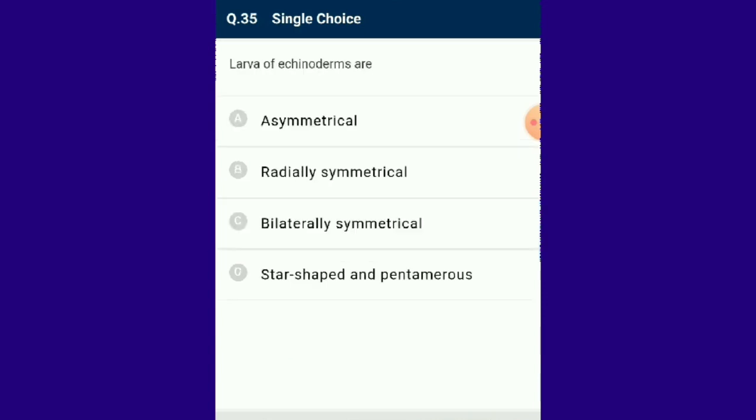Question number 35. Larvae of echinoderms. The members of phylum Echinodermata are spiny-bodied sea creatures which possess an endoskeleton composed of calcareous ossicles. The adult form are radially symmetrical while the larvae are bilaterally symmetrical. So the answer is option C. Larvae of echinoderms are bilaterally symmetrical.